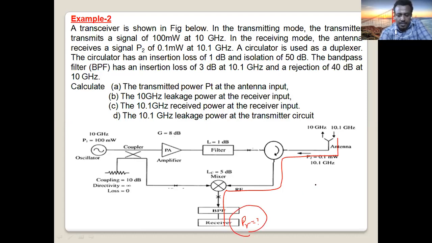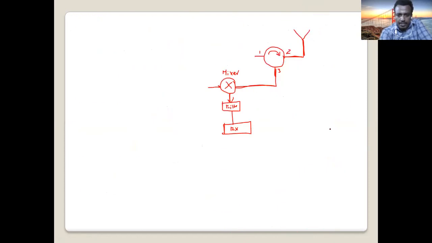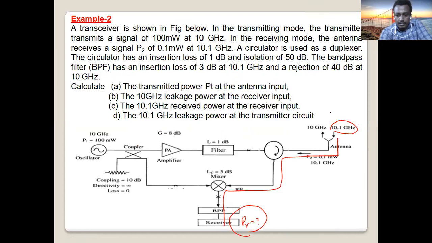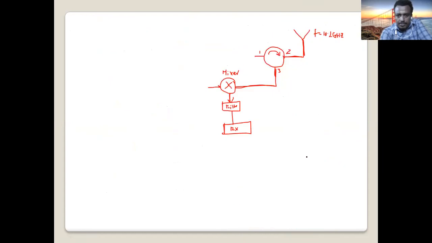That's the question. How much power does the antenna receive? The incoming frequency is 10.1 gigahertz. The transmitted one is 10, right? But the received is 10.1. How much power? You can see here the received power from the antenna is 0.1 milliwatt, very small power. P antenna is 0.1 milliwatt.